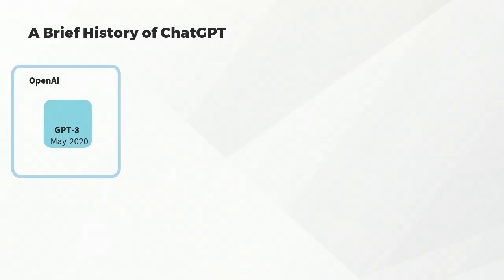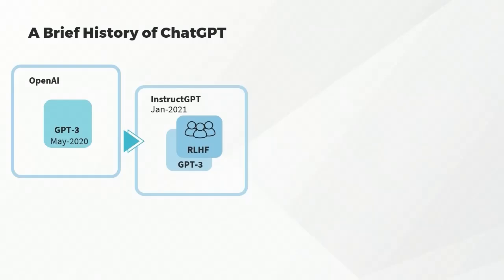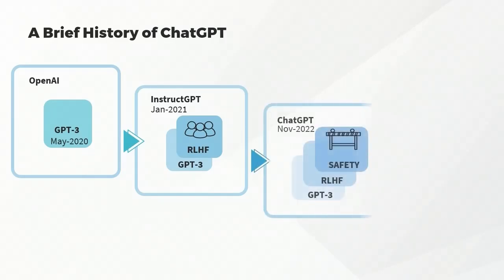Then, in January 2021, OpenAI released an extension of GPT-3 called InstructGPT, designed for instruction-based tasks. InstructGPT uses a reinforcement learning algorithm known as reinforcement learning from human feedback, or RLHF, to learn how to interpret and follow natural language instructions. This algorithm uses human feedback to improve its responses over time, and is used by ChatGPT to learn how to generate more engaging and natural-sounding conversational responses.